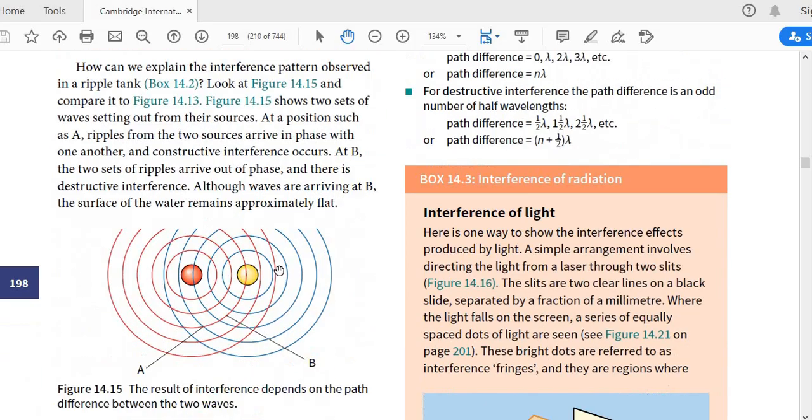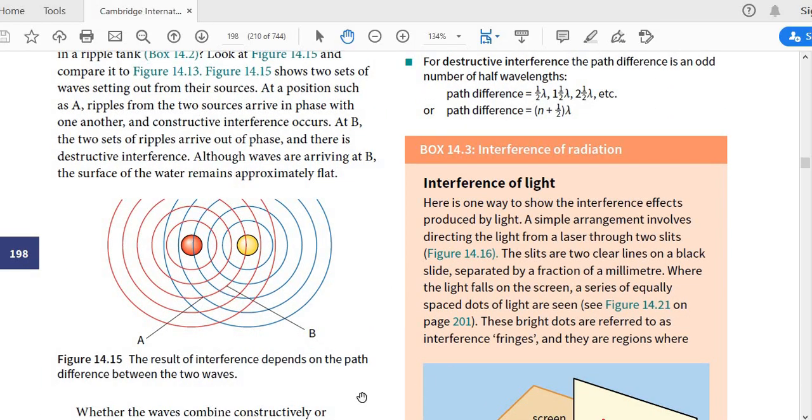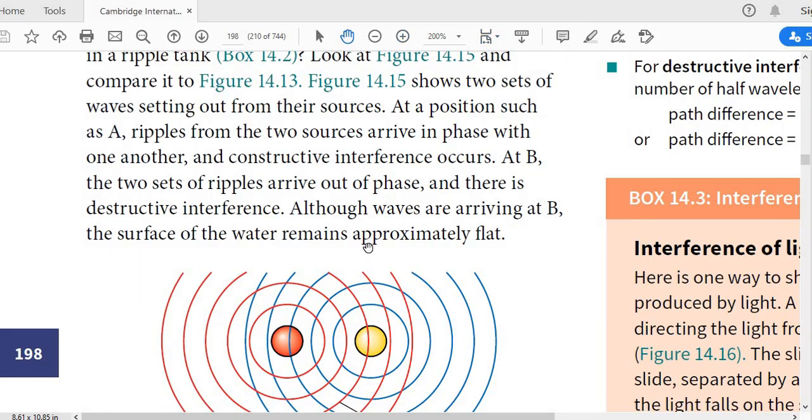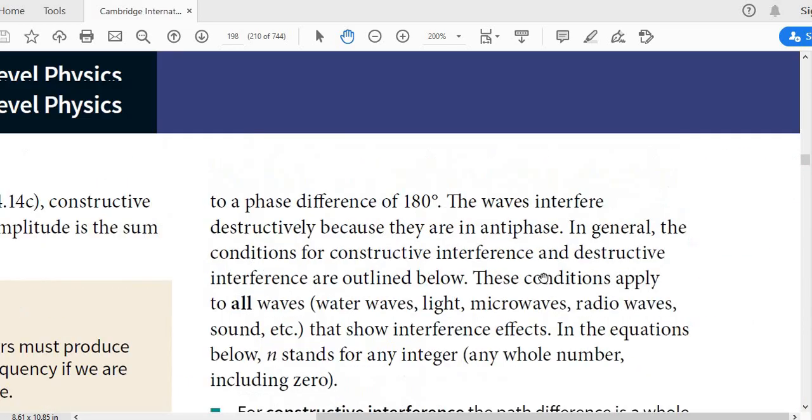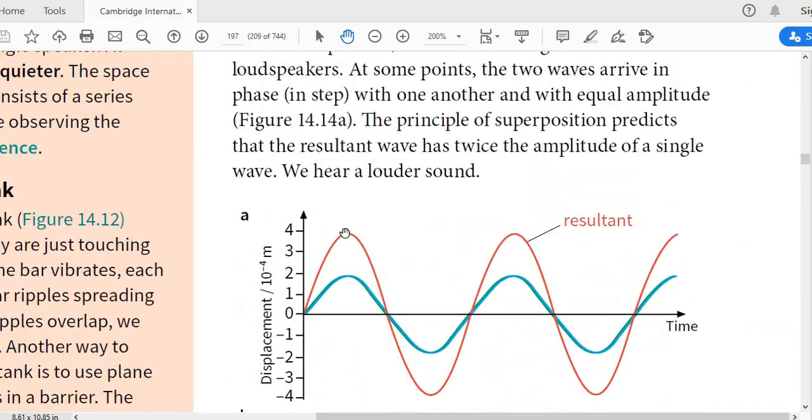Then what happens? You can see here, this is the crest. If you look at point B, this is the crest of the red wave, the waves from this red one, and you can see B is also the middle of two crests for the blue waves, the waves from this. Because from one crest to the next crest, in the middle you have what? Trough. If you take this wave for example, from one crest to the next crest, in the middle you have a trough.